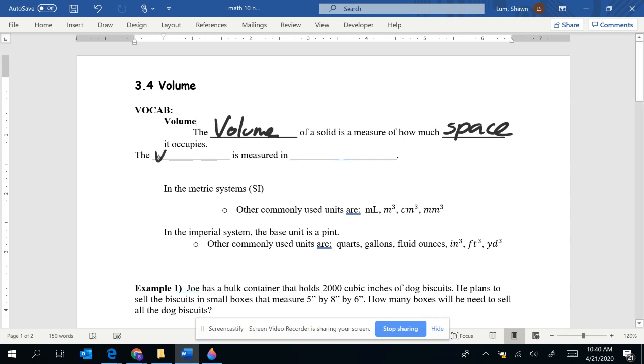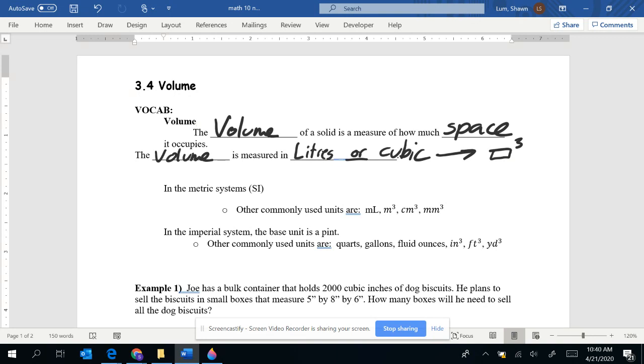The volume is measured in either liters or something that is cubic. And what cubic means is to the power of 3. So usually a length to the power of 3.